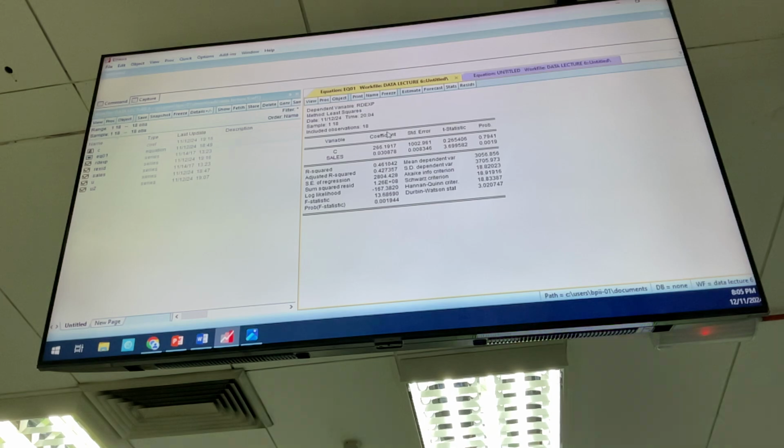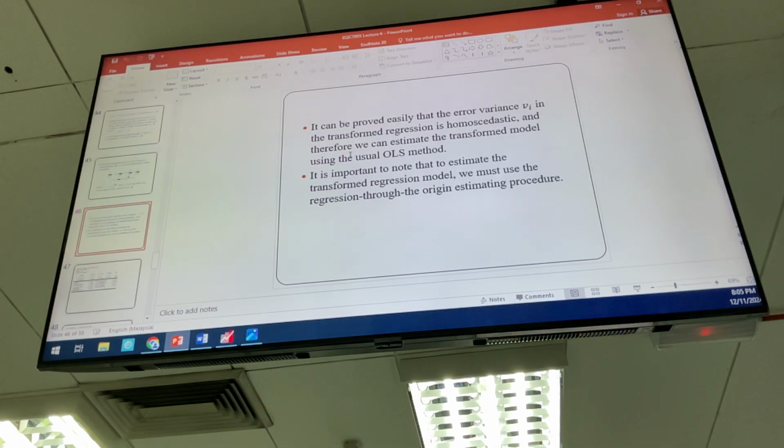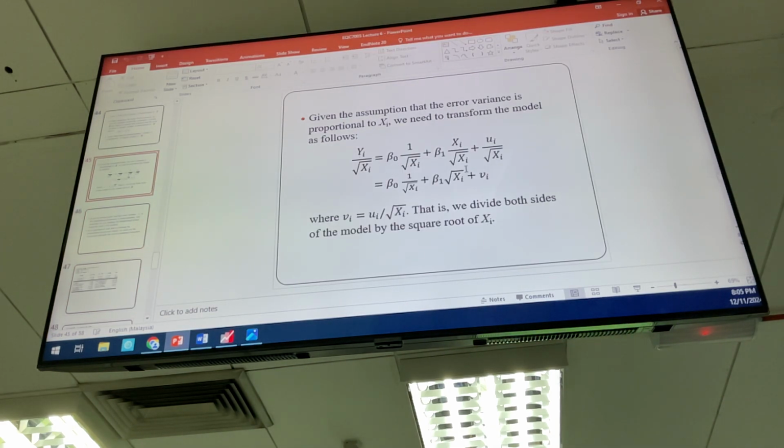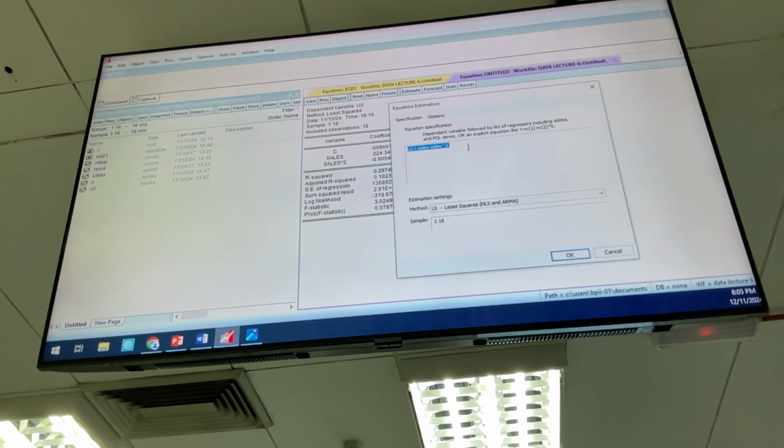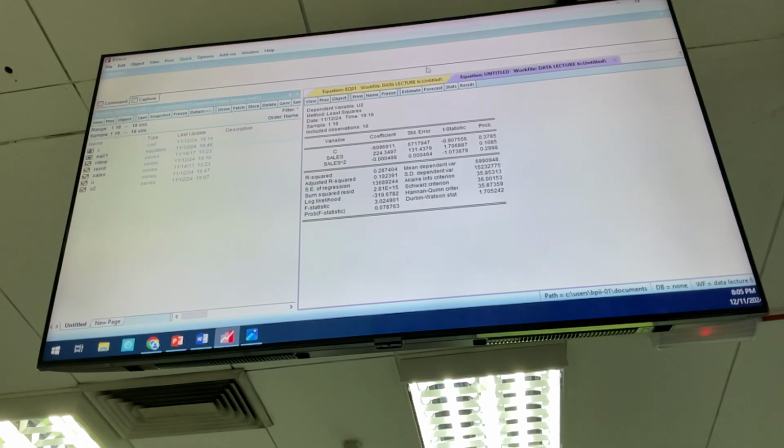If, let's say, we believe that the error variance is proportional to the value of x, proportional to the value of sales, then we can use this approach. So we divide the equation by the square root of the sales. Okay. So this one, maybe we estimate here, or maybe you can re-estimate. You go to quick estimate equation.